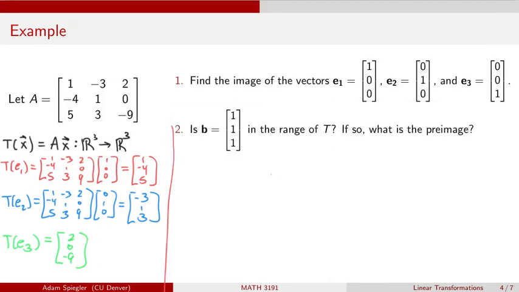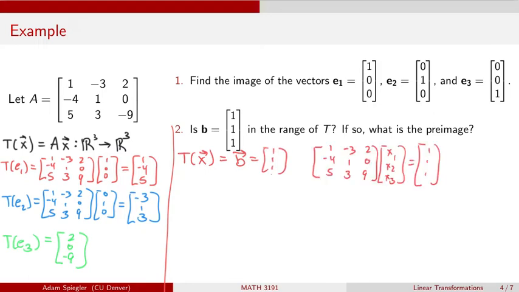Next, let's consider the following question. We have some vector B in the codomain, right, which is R3. So we'll let B be the vector 1, 1, 1. And we'd like to know, is this vector B in the range of this transformation T? So in other words, what we'd like to know is there some X in R3 that gets mapped to B, which we defined as the vector of 1, 1, 1.